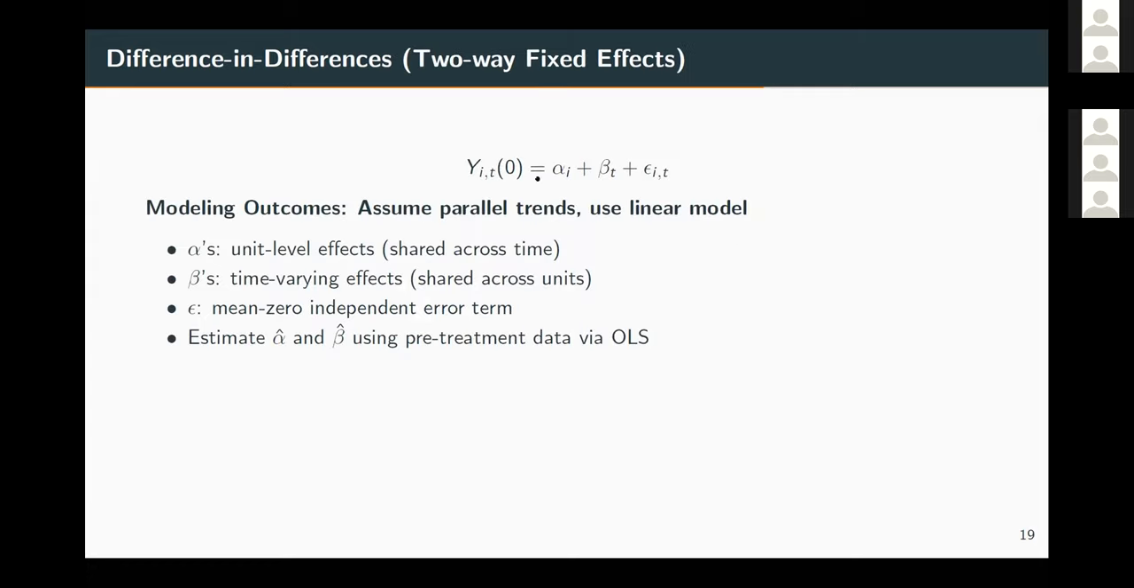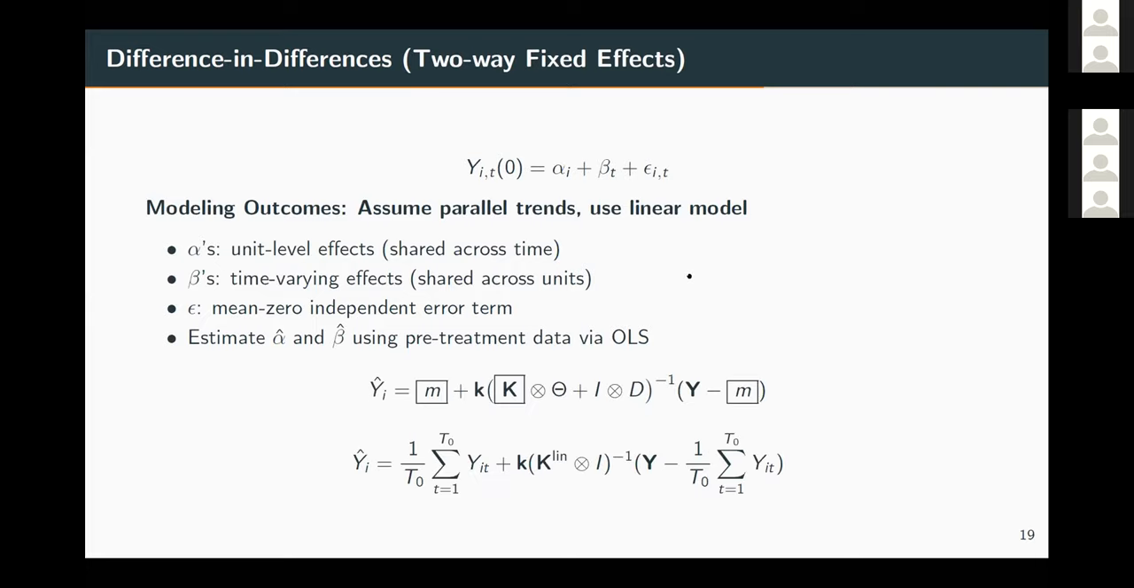So in math, there's, again, a unit-based effect and then a time-based effect, and this is shared across all units, and this is shared across all time points. What I hope to convey is it's not necessarily going to be immediately clear in an hour-long talk, but if you were to stare at the model for a while, you'd be able to see this insight.